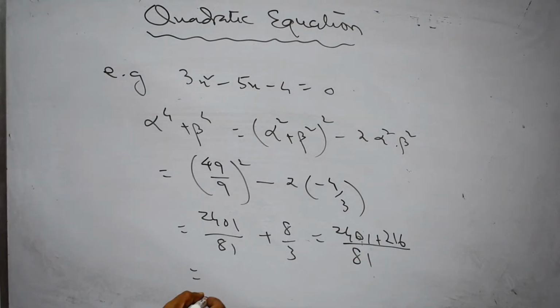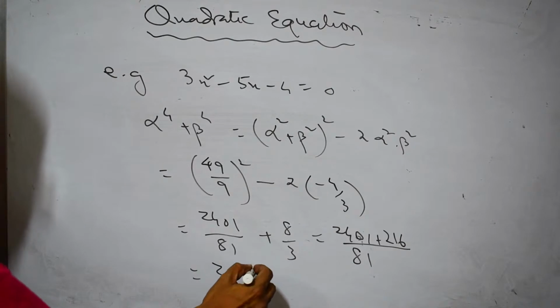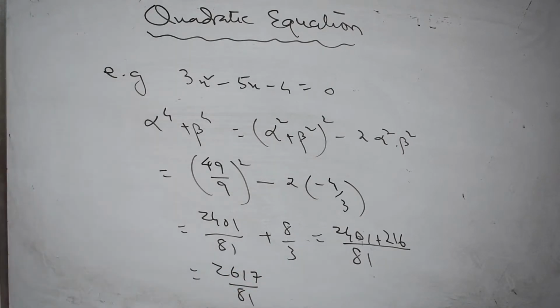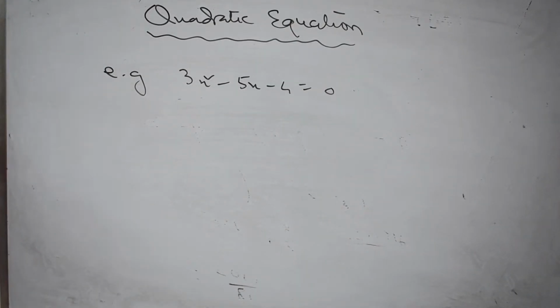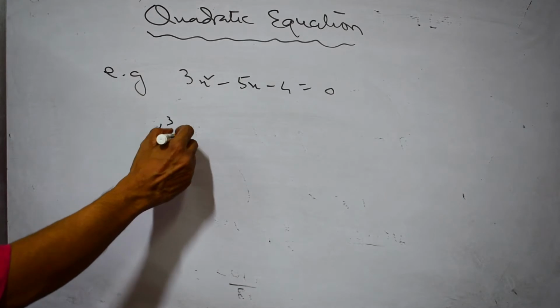So your final answer is 2401 plus 216. 216 is added to 2401, and your answer will finally be 2617 by 81. This is the answer of alpha 4 plus beta 4. Now the next question, which I have told just before, alpha cube plus beta cube. Alpha cube plus beta cube is the third question.